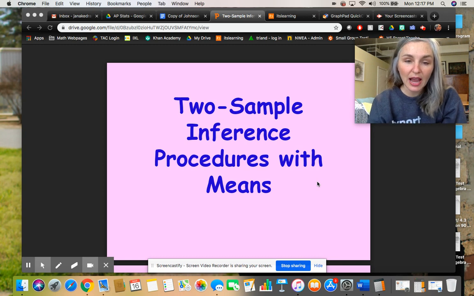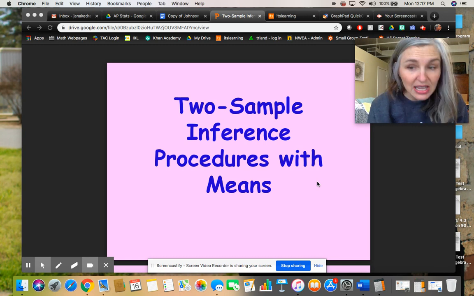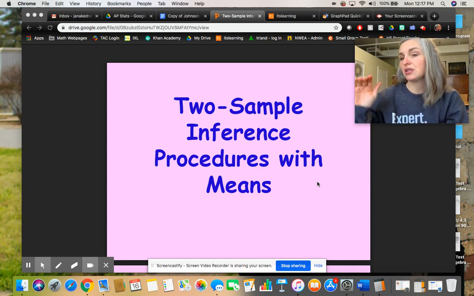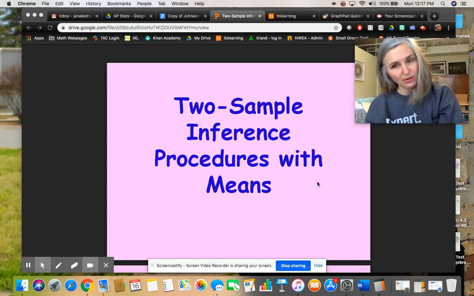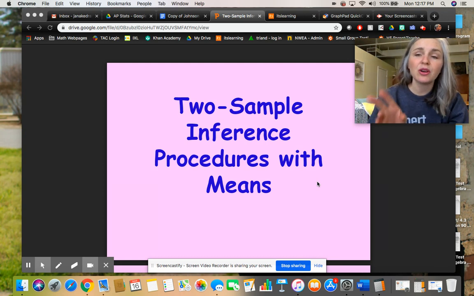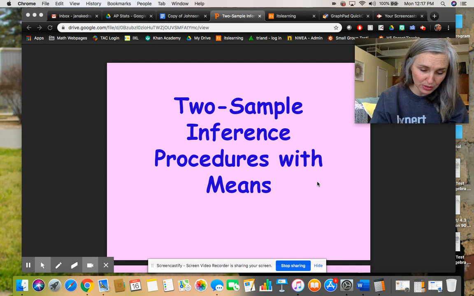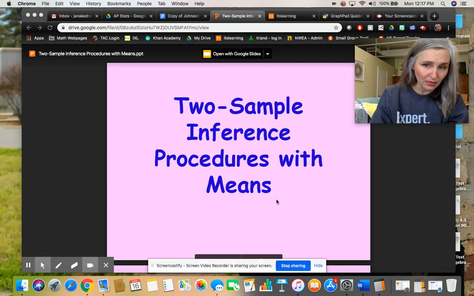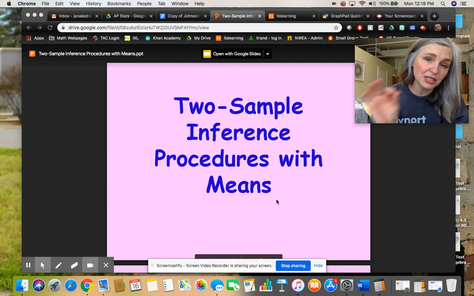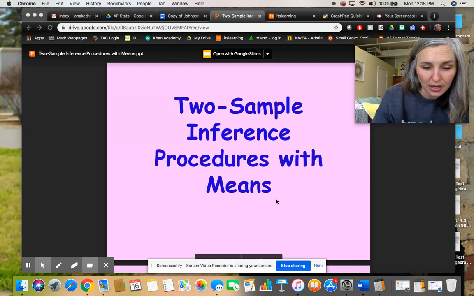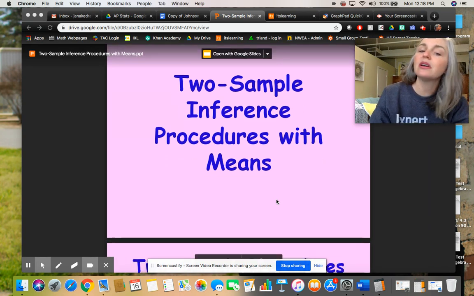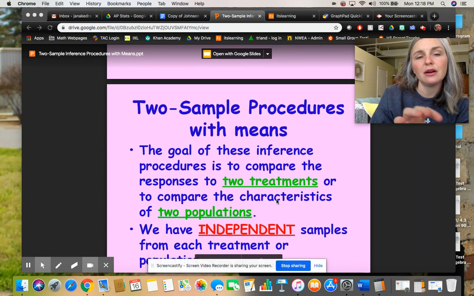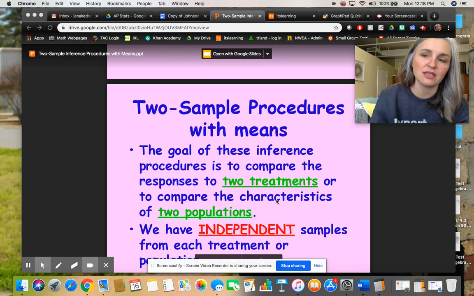We're going to start looking at the same exact thing that we've been doing, which is inference, meaning our z-scores and our t-scores, and finding a p-value, and what that p-value means. But this time we're going to do it with two samples rather than one sample, which is what we've been looking at. I'm just going to start talking through this. Again, you have the Khan Academy videos as well, but I wanted to add a little of my own words. So, starting with two-sample inference procedures with means, and I'll post this lesson so that you have the lesson too and not just this video.